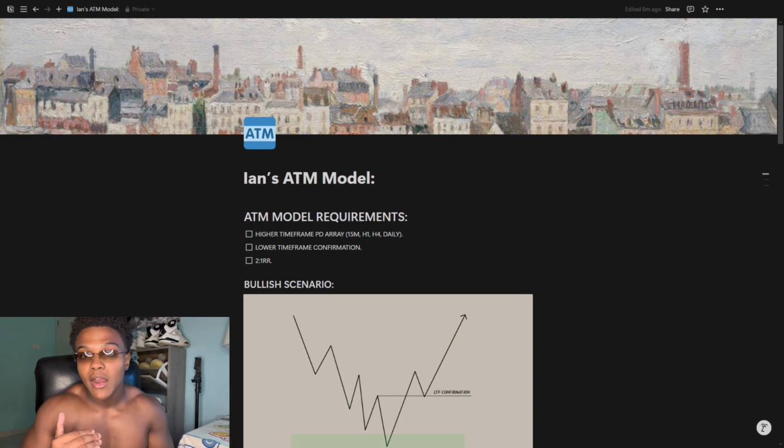So I usually want to see price just trade into an hourly PD array. So sweep an hourly higher low, or trade into an hourly order block, or an hourly fair value gap, or whatever. I want to see price usually manipulate into an hourly PD array for then price to start expanding and showing me that price wants to go in a certain direction. That's why I use the hourly for my PD arrays.